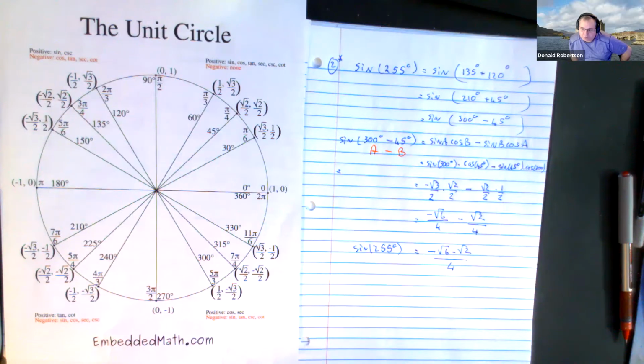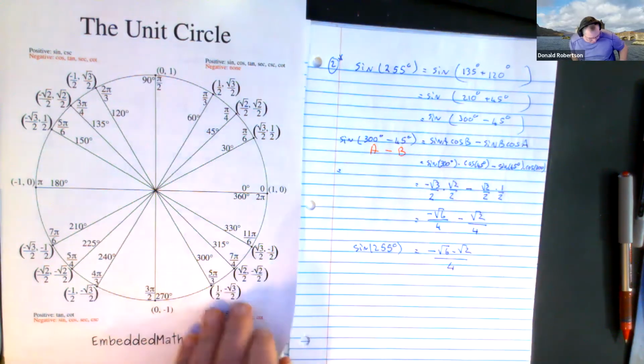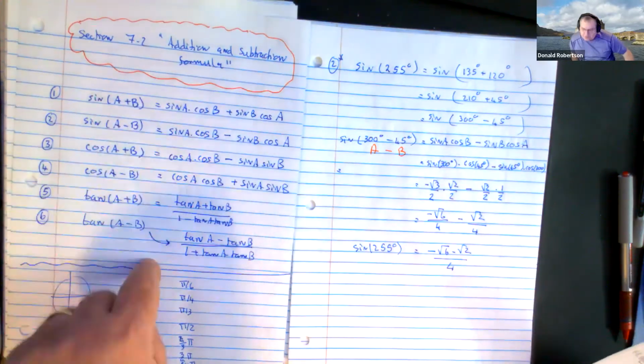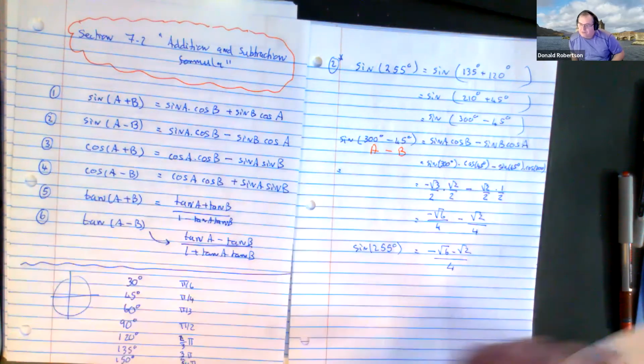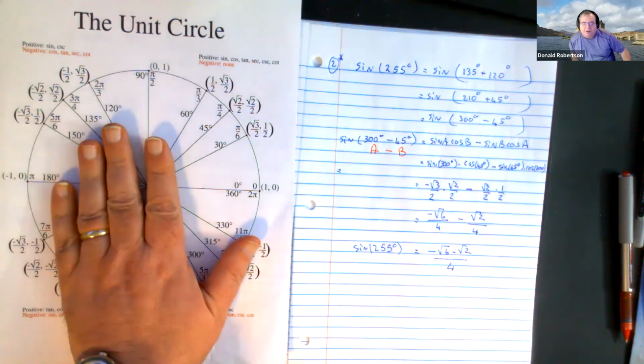Are you getting comfortable with this method? Find 2 guys that add or subtract to get you, in this case, 255. Once you've figured out what it is, isn't it going to be one of these 6 guys? And then all the numbers come from your unit circle, right? All the fractions will come from here.